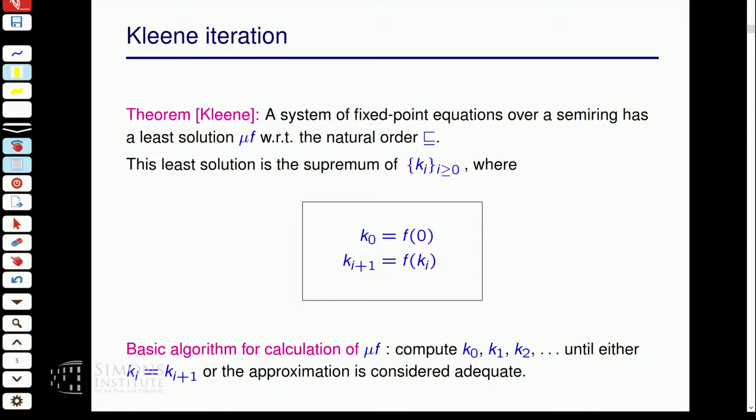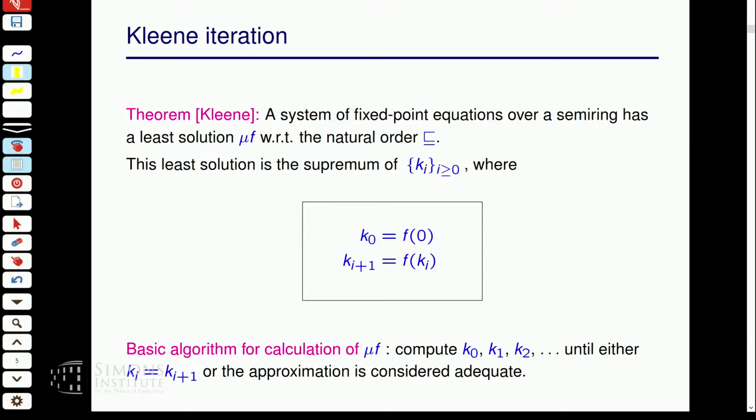You have a system of fixed point equations over a semiring, then there always exists a least solution, a least fixed point with respect to the natural order. And that solution is the limit of the sequence 0, f of 0, f of f of 0, and so on. This gives you an algorithm for approximating the fixed point: compute these approximants and stop either when one approximant is equal to the previous one, and then you have the exact result, or when you think that the approximation is good enough.